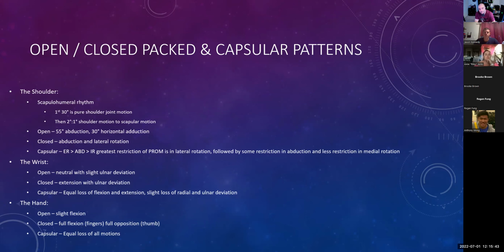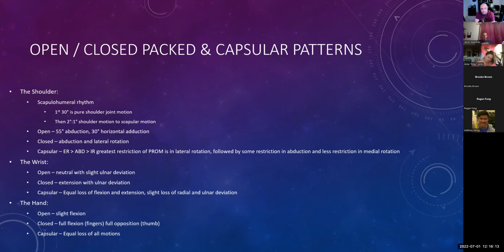The wrist, capsular pattern is equal loss of flexion and extension, slight loss of radial ulnar deviation, but mainly equal both. And the position for mobilization is neutral. And then the closed pack is either extreme flexion, right? It's either extreme flexion with ulnar deviation or extreme extension with ulnar deviation. Either of those locks that wrist in. Ulnar deviation is the key because that's going to lock those carpal bones in so that they can't move.